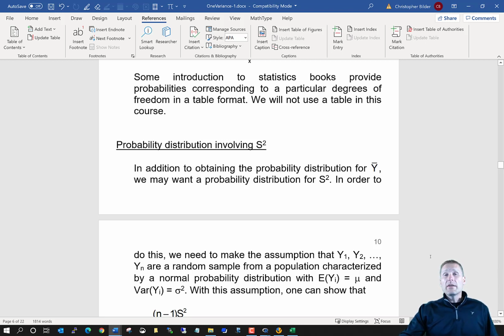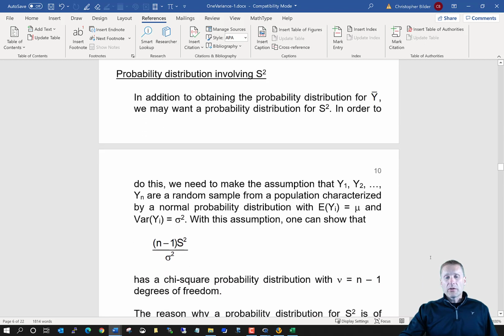And the whole reason why we're talking about the chi-square distribution is because we want to make inferences about sigma squared, or population variance. And what ends up happening is that the chi-square distribution plays a role as being part of the distribution for our corresponding statistic S squared.